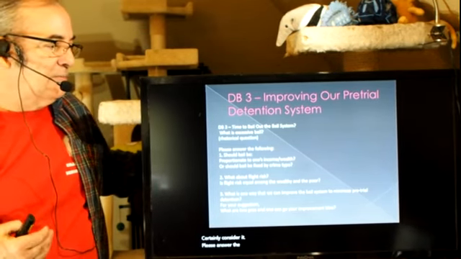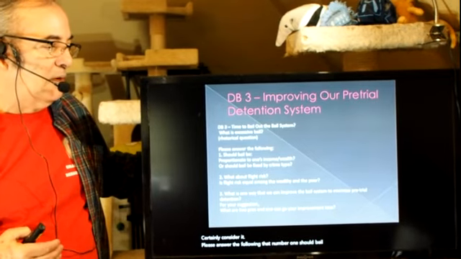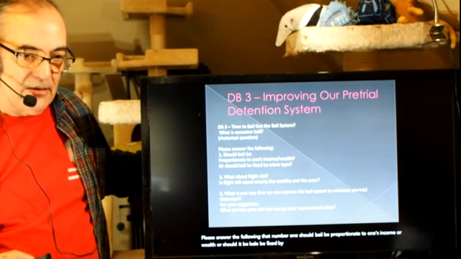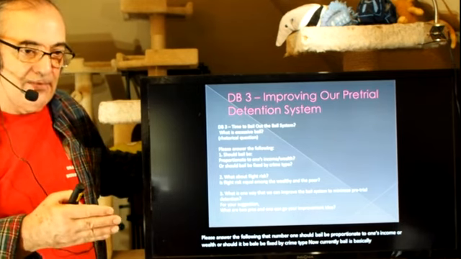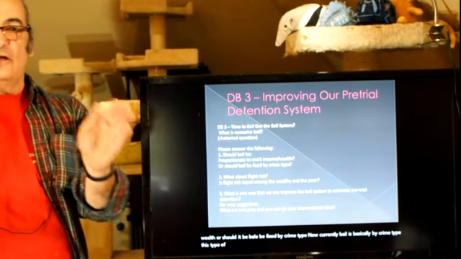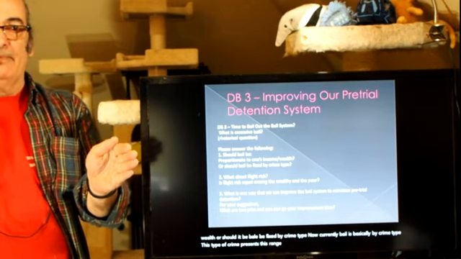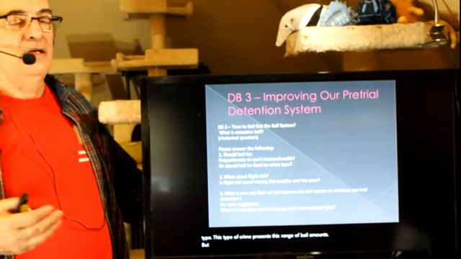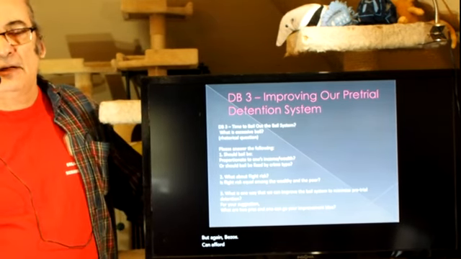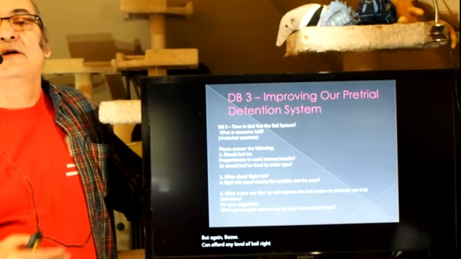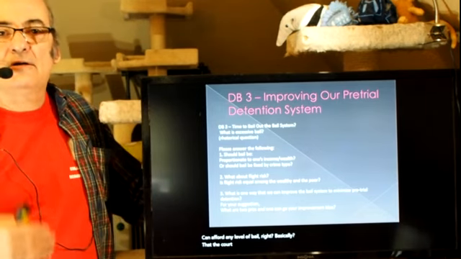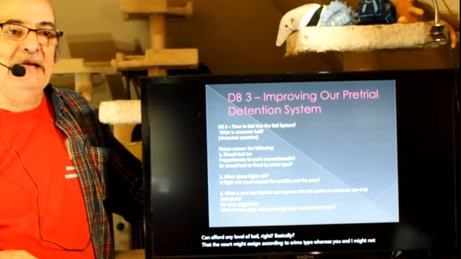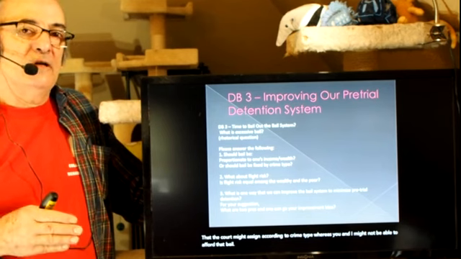Number 1, should bail be proportionate to one's income or wealth, or should bail be fixed by crime type? Now, currently, bail is basically by crime type. This type of crime presents this range of bail amounts. But again, Bezos can afford any level of bail that the court might assign according to crime type, whereas you and I might not be able to afford that bail if the bail is based on crime type.